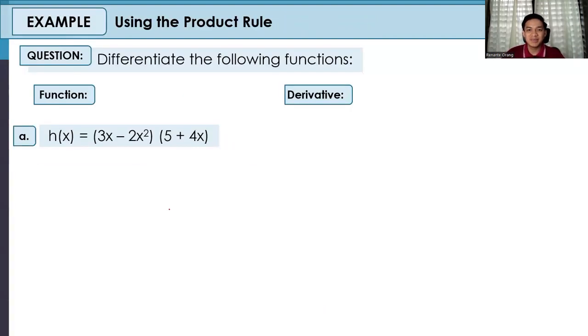Let us proceed with our examples para ma-apply natin yung concept natin kanina. Letter A, we have the function h of x is equivalent to 3x minus 2x squared multiplied by 5 plus 4x.